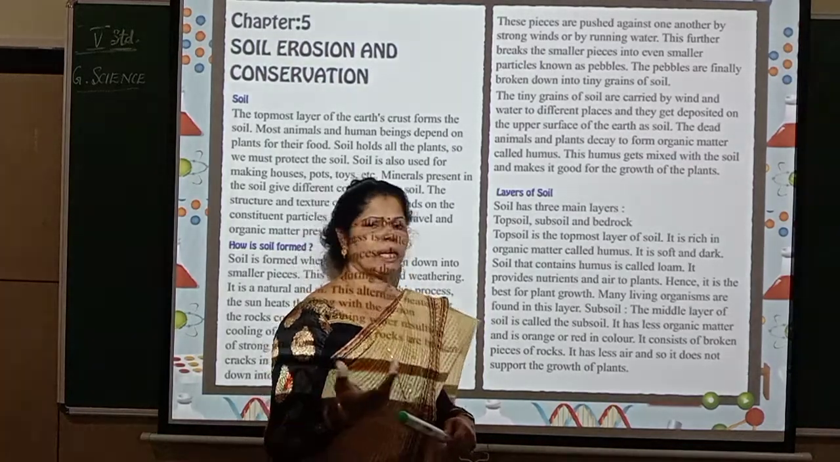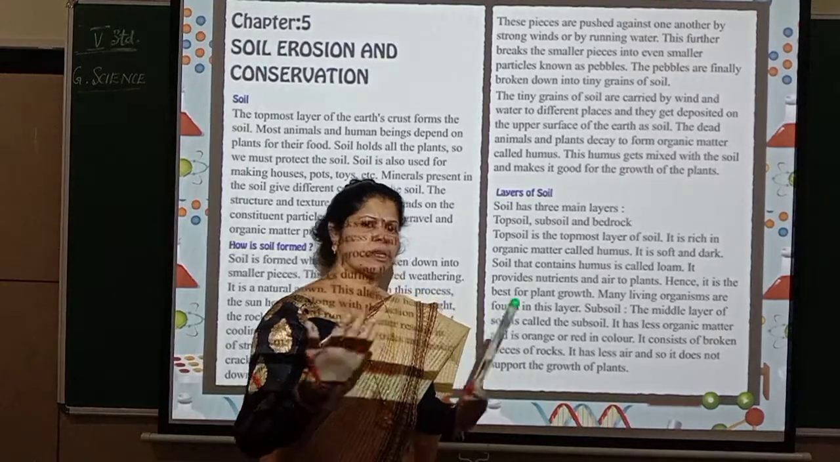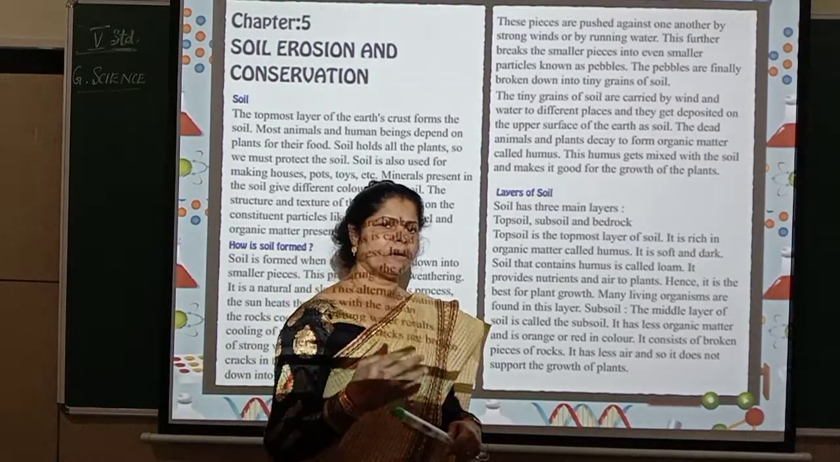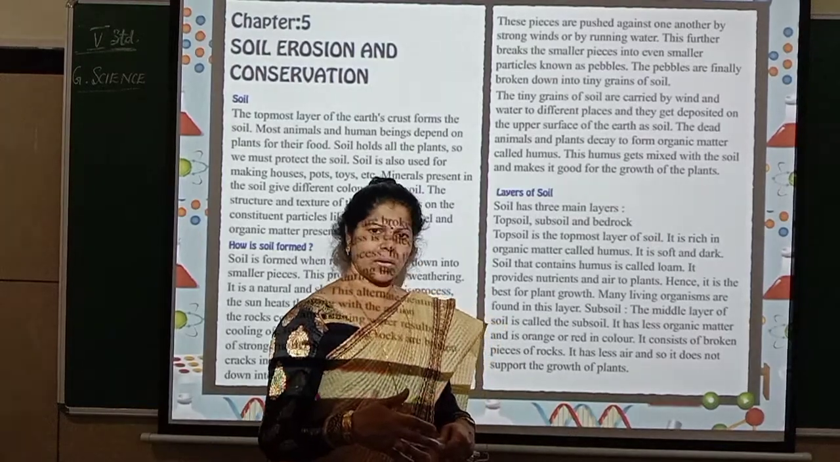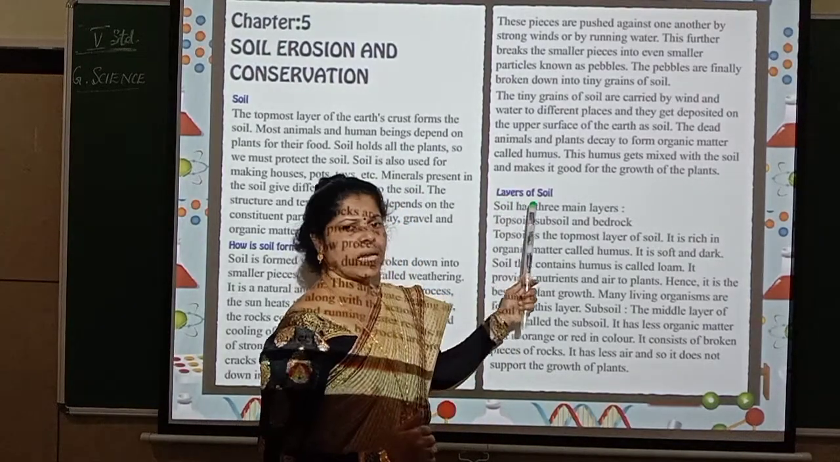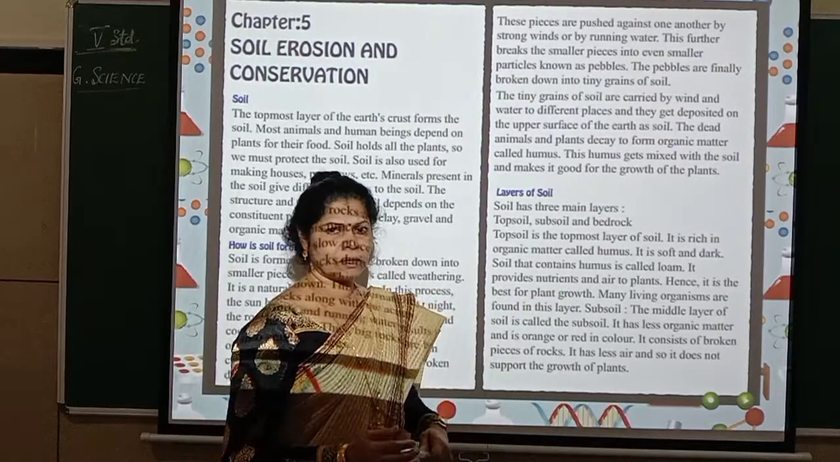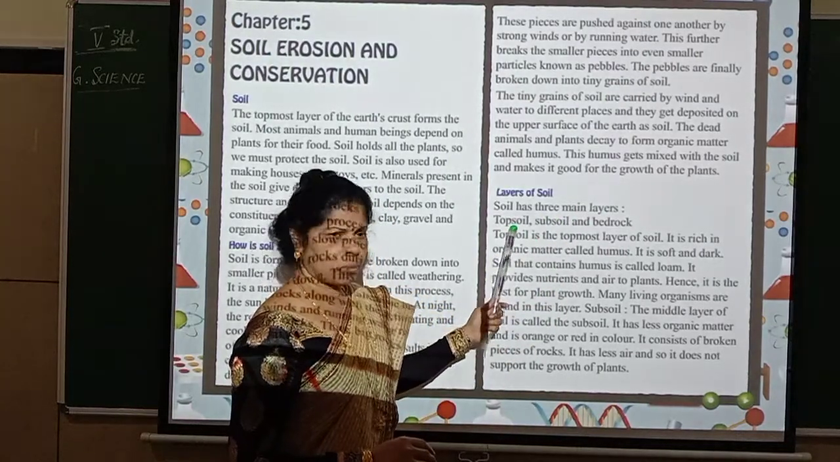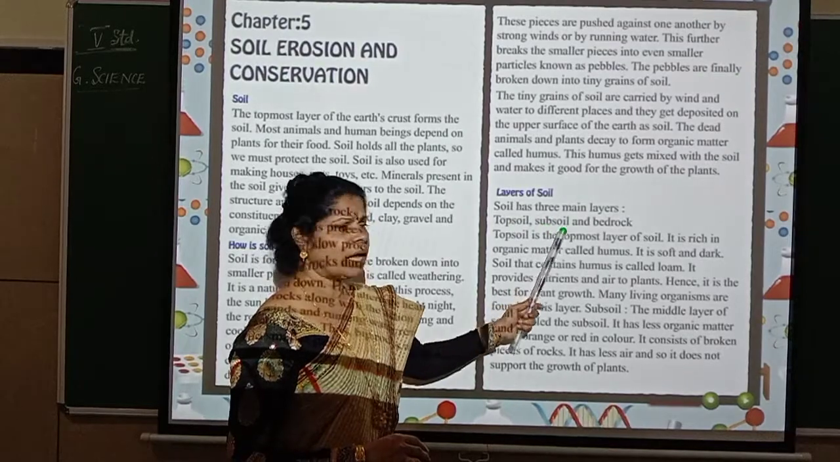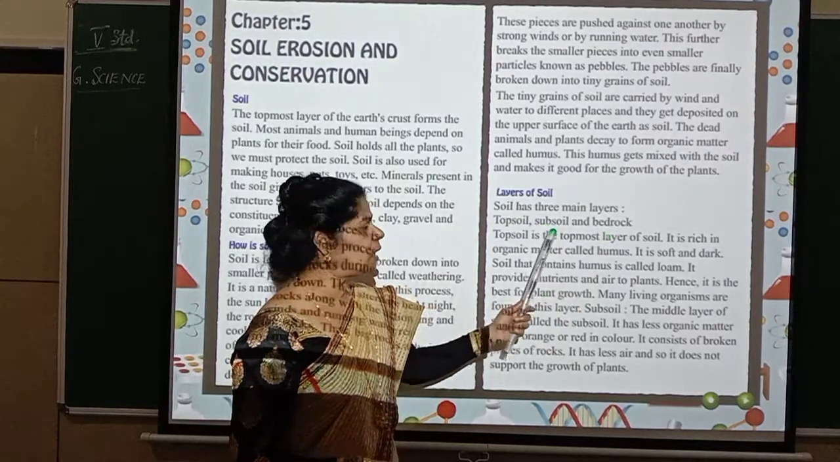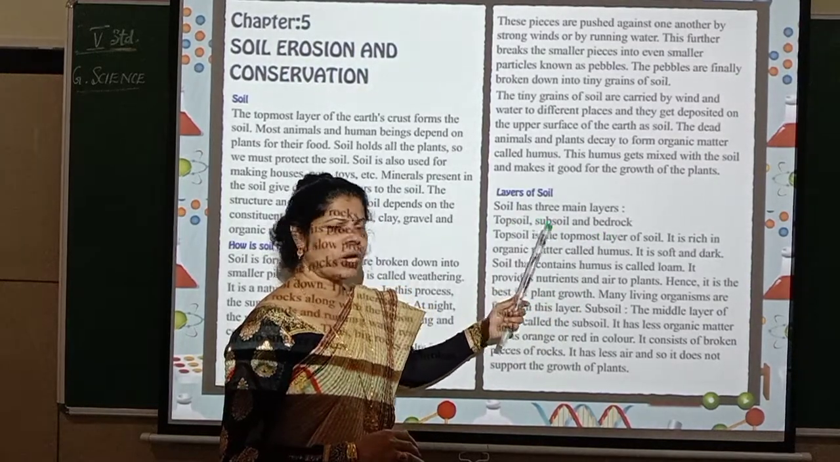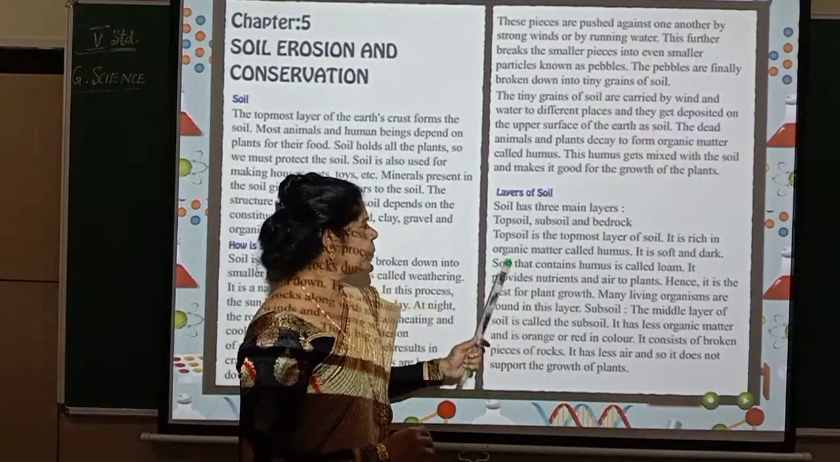So once the fertility of the soil increases, what happens? The plants can grow very well and give a very good yield. Understood? Now let us go for the layers of soil. Soil has three main layers. So there are three main layers: topsoil, subsoil and bedrock. So these are the three layers of the soil.